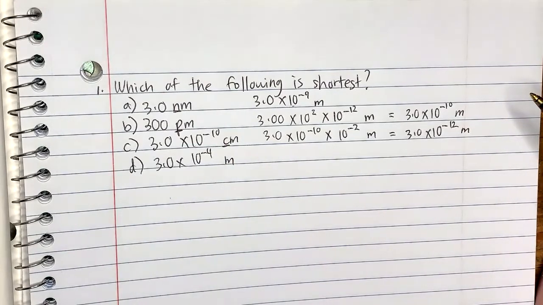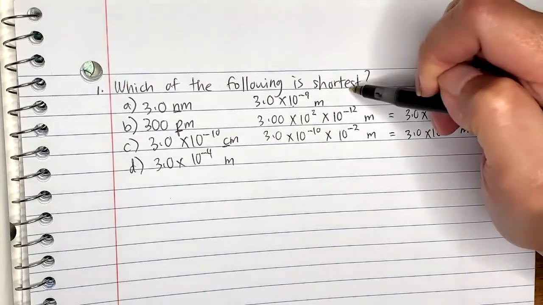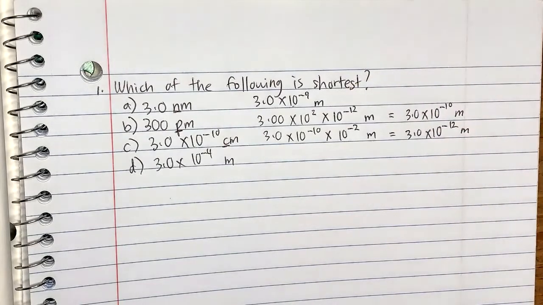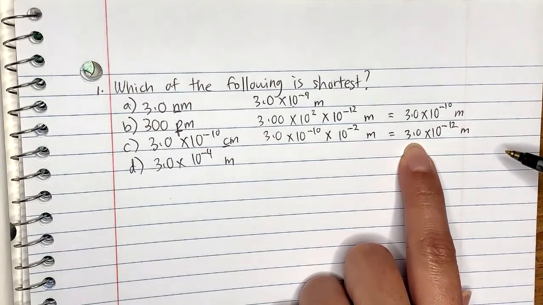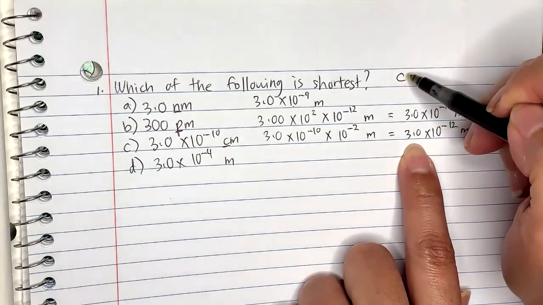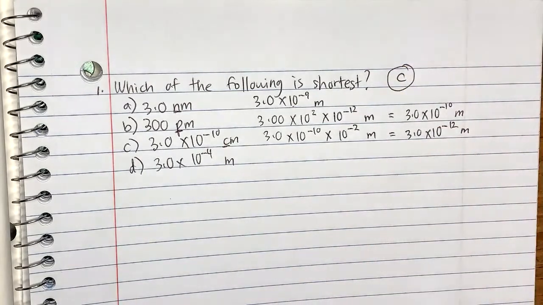Based on this, if you want the shortest one, basically you will pick the smallest number. And which one is the smallest? 10 to the minus 12. 3.0 times 10 to the minus 12 is the smallest. So C here will be the shortest distance.